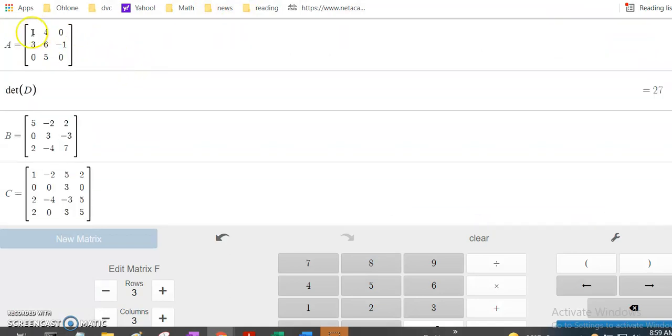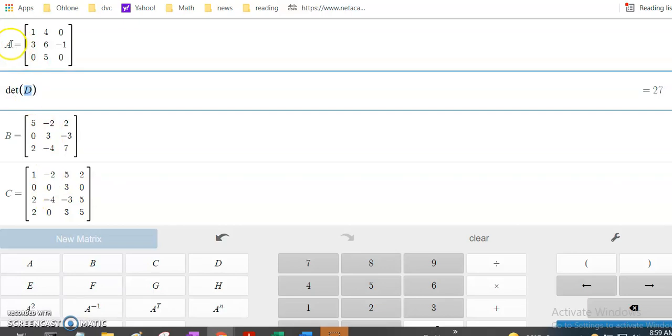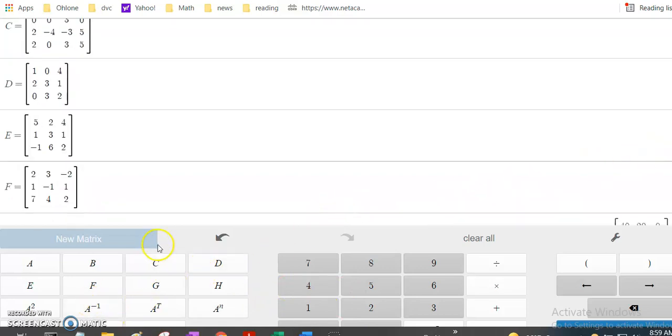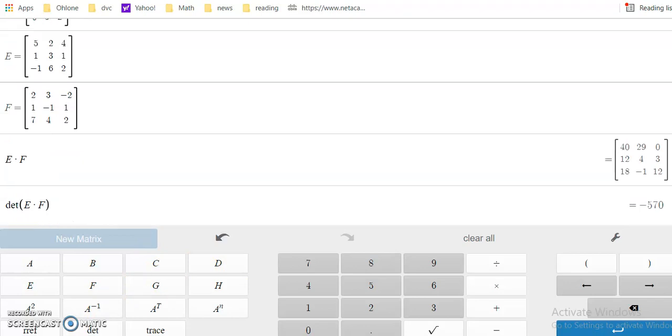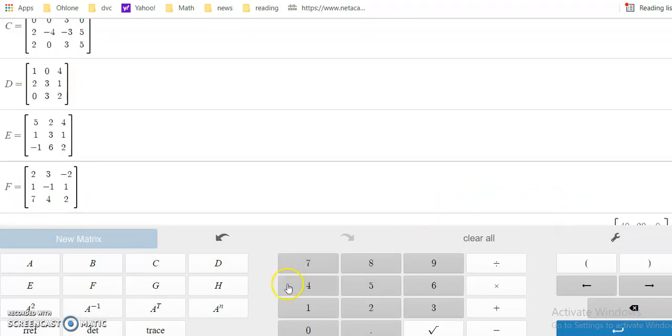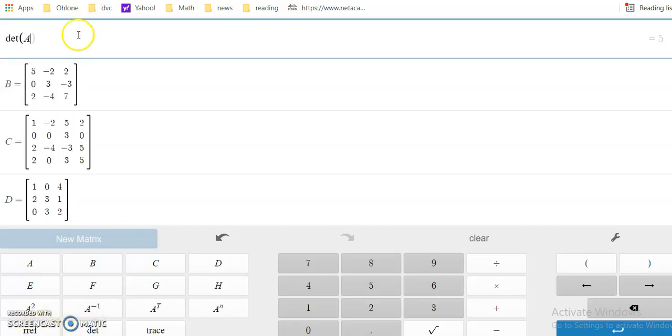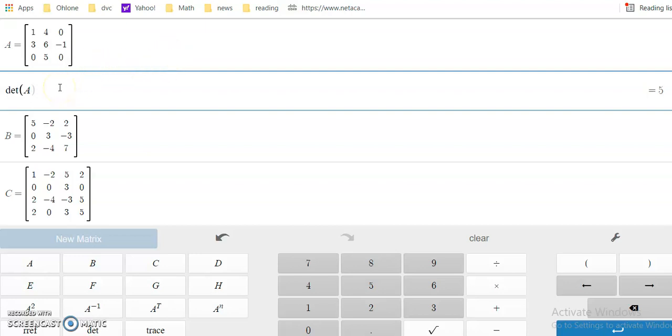If I have a 2 by 2 or 3 by 3 matrix, I can calculate the determinant by inputting the matrix and then using the determinant feature. If I scroll down, you can see there is a determinant. So you can say determinant of A, and it will calculate it for you. Okay, like that.